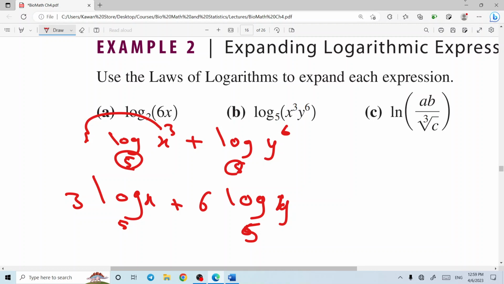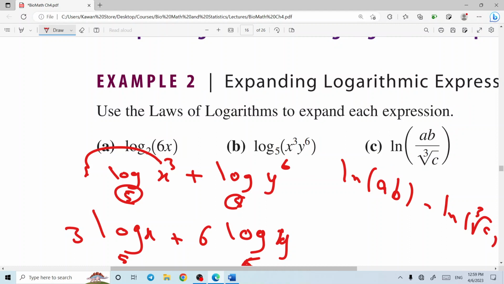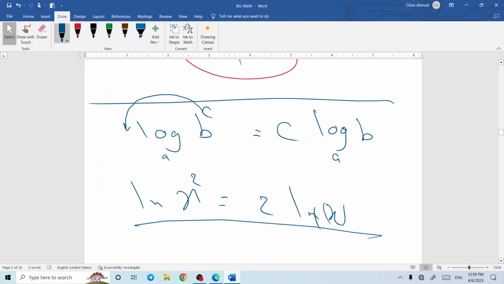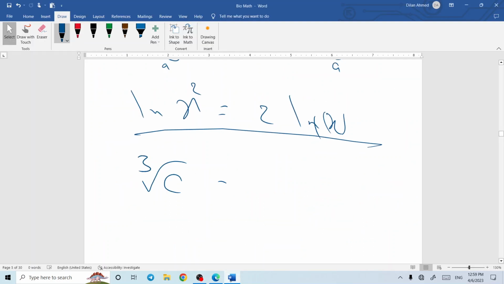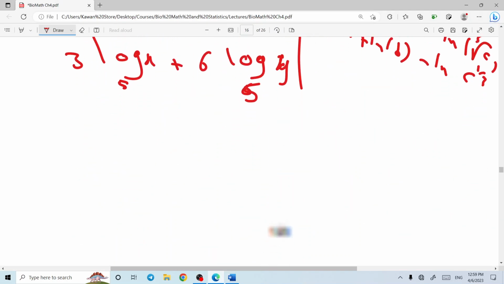How about ln? The same. Ln of AB minus ln of the cubic root of C. Am I right? Do you have any other idea, any step? Ln A plus ln B by the first rule. How about that one? C cube root means what? The cube root of C means C to the power 1 over 3. Then I have ln, so I say one third ln C. It's not hard, but it needs work. A little bit is tricky.